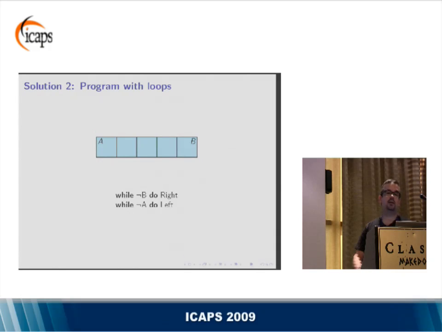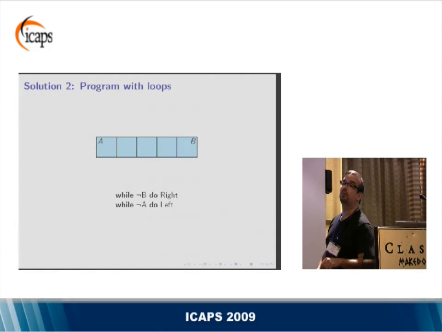Another possibility is to have a program with loops, something like that: while not B do a right, and then while not A do a left. So when we reach B, this while exits because we are getting the B, and then we start doing this guy, and then we hit the A. That program solves that problem.